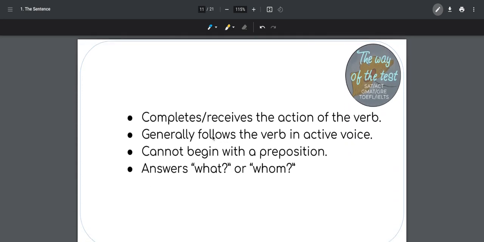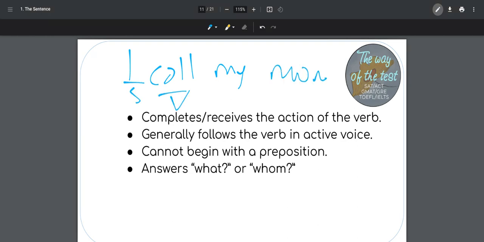Now, what is the complement? The complement is the thing that receives or completes the action of the verb. Again, when I say "I call my mom," I am the subject, call is the verb. Now, who is it that I'm calling? Oh, my mom, because it's receiving the action of calling. Again, the SAT will never ask you about this, but this is important because when we reach the topic of pronouns, you will have to differentiate a subject pronoun versus a complement pronoun, and the complement, the object pronoun, always receives the action of the verb.